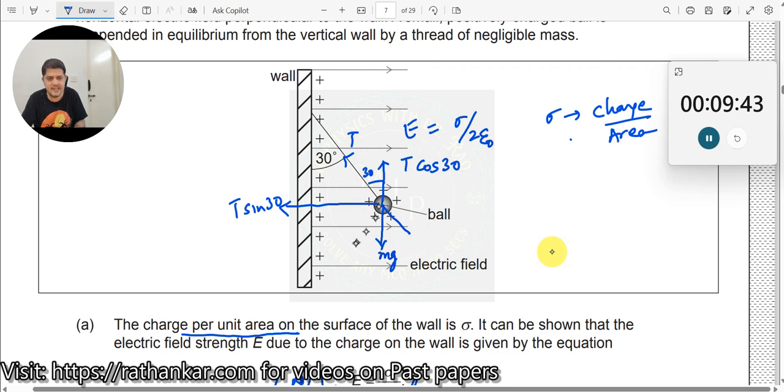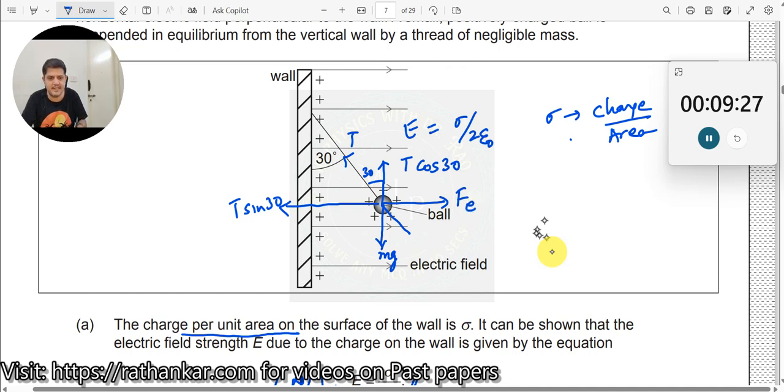And what is the other force? See, if this force is acting like this, the ball should come like this. Why is it not coming? Because there's an electric field, there are positive charges here. These positive charges are getting repelled by these positive charges on the wall, so it is being repelled like this over here, which is your horizontal force.